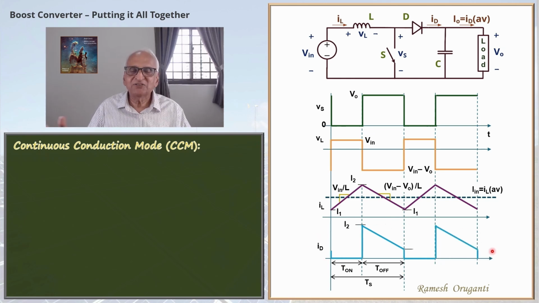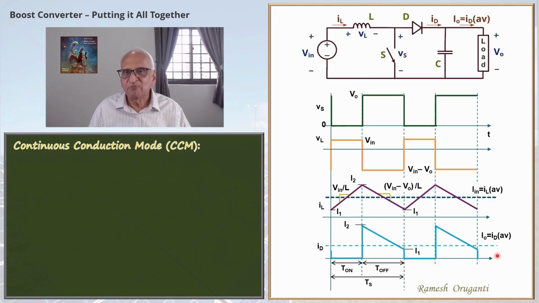The DC part of the diode current flows through the load. The ripple part is absorbed by the capacitor. So Io, the output DC current, equals ID average. The operation under continuous conduction mode has been discussed in greater detail in the video 2B-1 in this series. You may wish to go through it in case you want to understand more deeply.